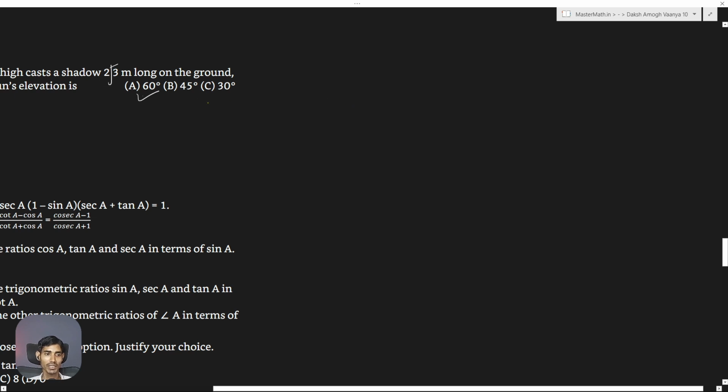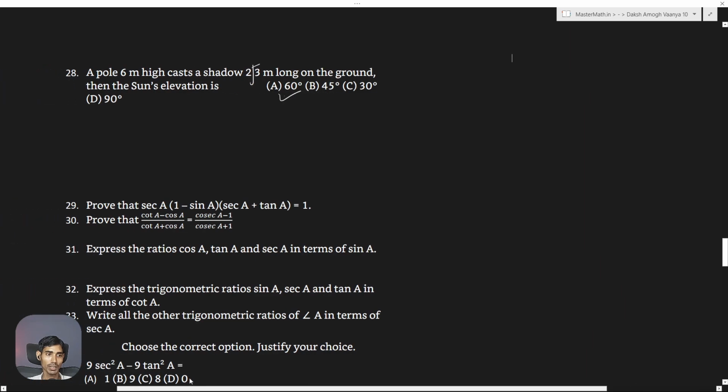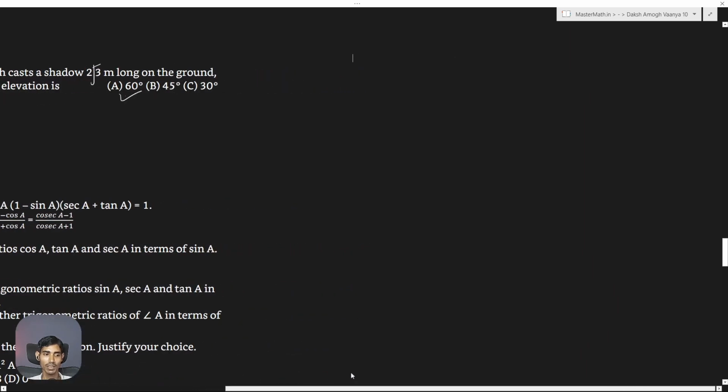So we did this question 28. You can try that yourself. And now we'll start with a new concept of square identities, the third section of this chapter.